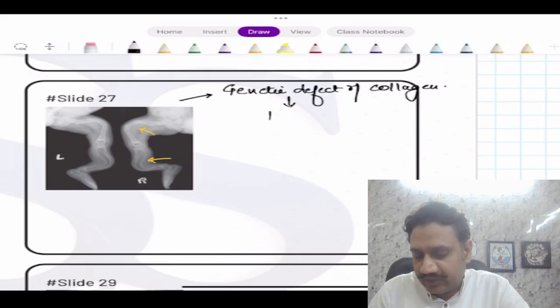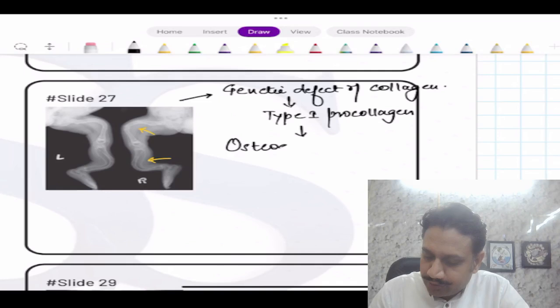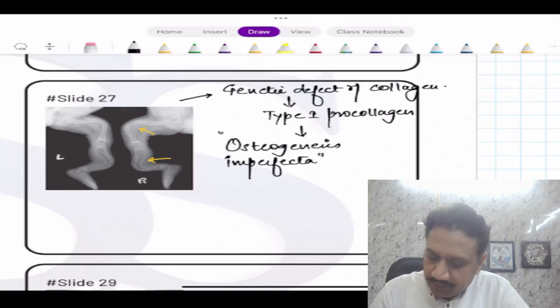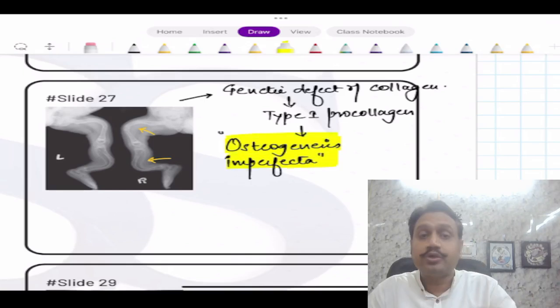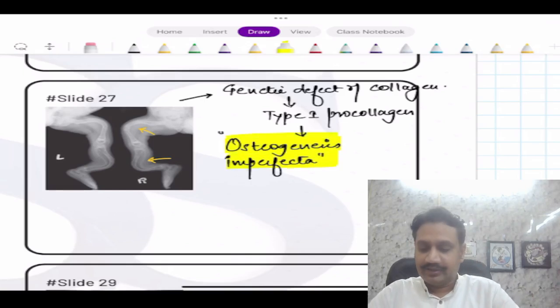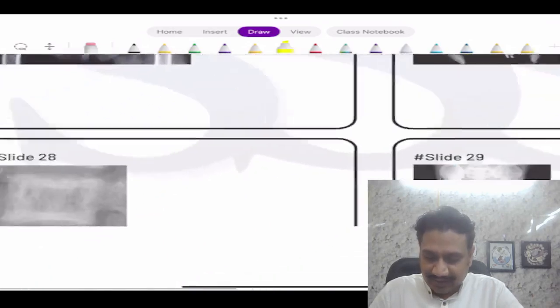The genetic defect of which collagen? The type 1 procollagen. And the disorder is called osteogenesis imperfecta. So a genetic defect in type 1 collagen is osteogenesis imperfecta. Perfect. So you are going well, guys. So good to see that everybody knows so much about the images. Wonderful.